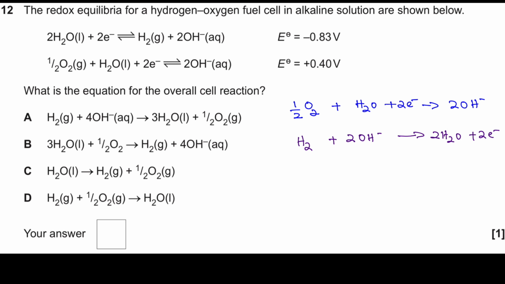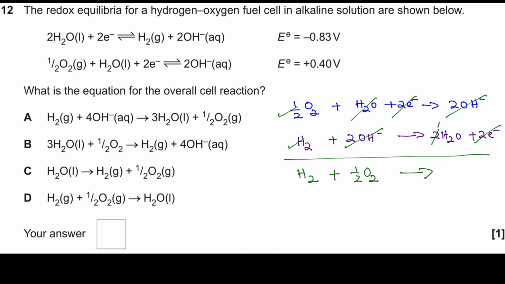The overall reaction will be, well, that 2 electron, we cancel that 2 electron. 1 water, we cancel that water, and the 2 OH minus, we cancel that 2 OH minus. I've got H2 left plus a half O2 gas left, and on this side I've got 1 water, H2O. That will be the overall reaction.